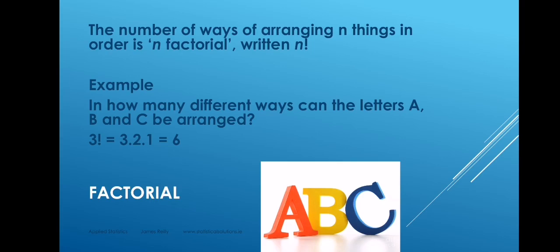Sometimes the number of ways of arranging things is of interest in calculating a probability. The number of ways of arranging n things in order is n factorial, which we write as n followed by an exclamation mark. For example, in how many different ways can the letters A, B and C be arranged? There are 3 letters, so the answer is 3 factorial, which is calculated as 3 times 2 times 1, which is 6. Since there are 3 letters that can be selected for the first position, after which there are 2 letters that can be selected for the second position, after which there is just one letter remaining for the third position.